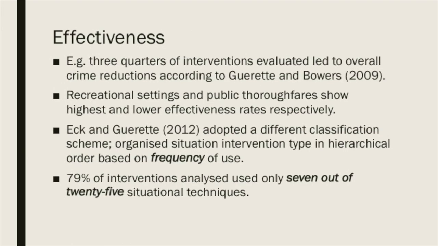Now, these are just a few examples of the way that the research suggests situational prevention is effective, just to give you a sense of the big picture. For example, one evaluation has found that 3/4 of the interventions that they looked at led to an overall crime reduction. Recreational settings seem to be the most effective places, while public thoroughfares tended to demonstrate less effectiveness when it came to situational prevention.